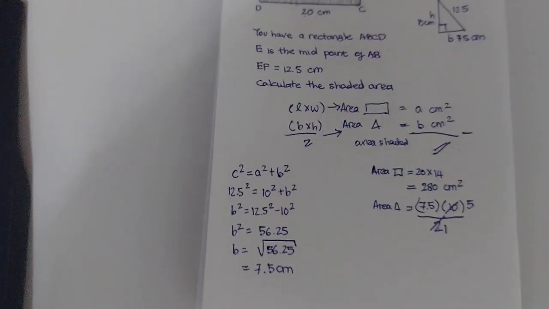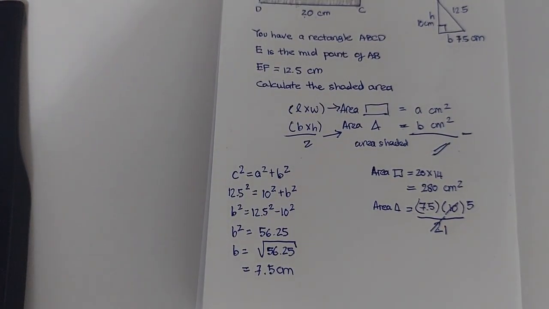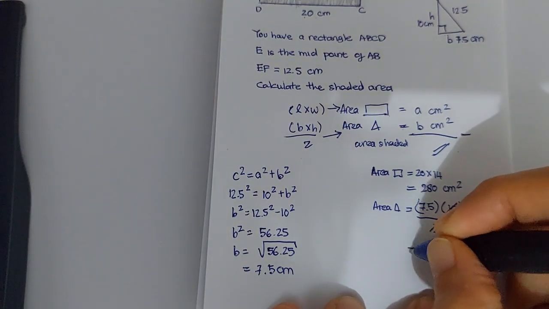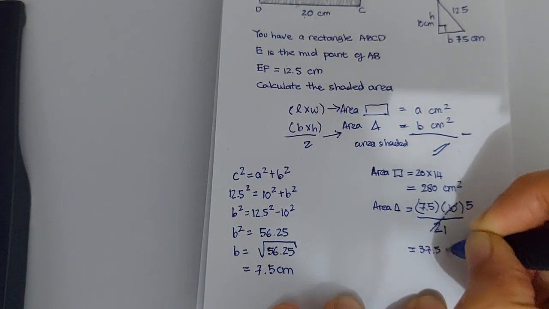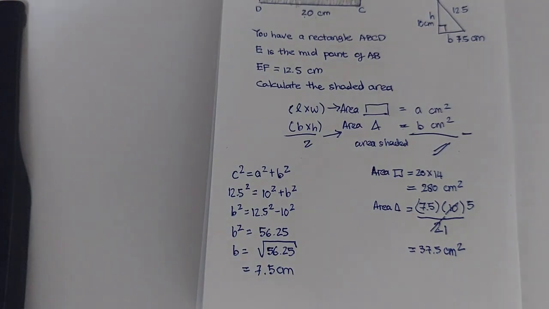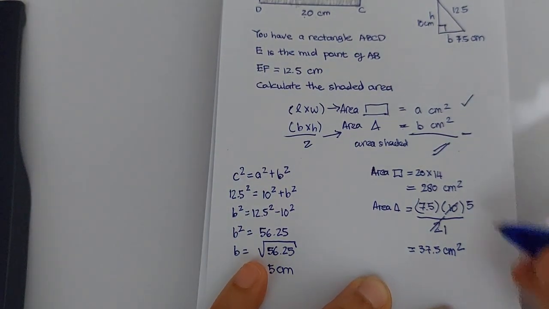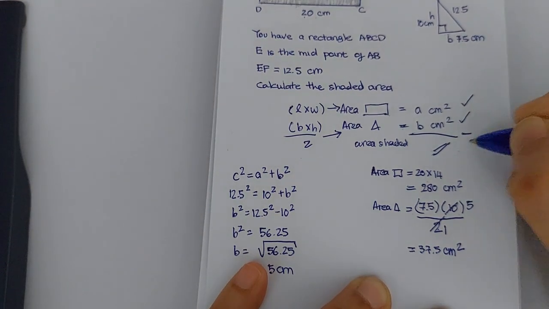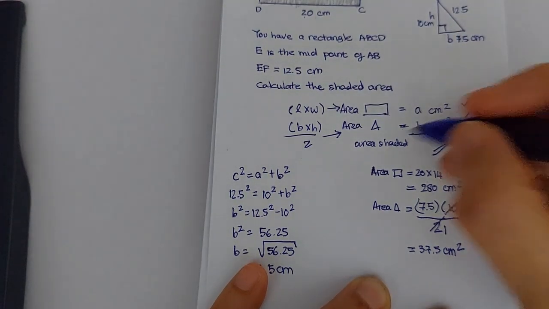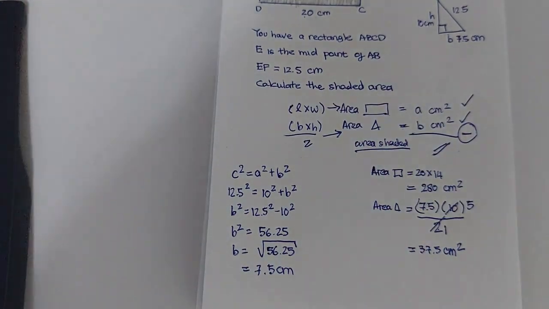So the area of a triangle will be 7.5 times 5. It will be 37.5 centimeter square. Now, after that, the plan is what? We already get the area of the rectangle. We already get the area of a triangle. Then we will minus it in order to get the area of the shaded part.